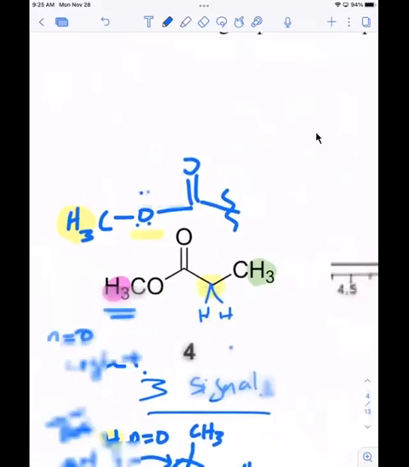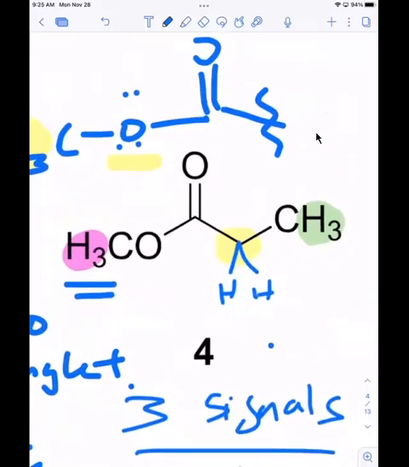So even though we have 2 signals that integrate for 3 protons, we can tell them apart because they don't have the same splitting pattern, and they won't have the same chemical shift. One of them is going to be further downfield, this one, because of the oxygen that's next door, and the other one is going to be further upfield.